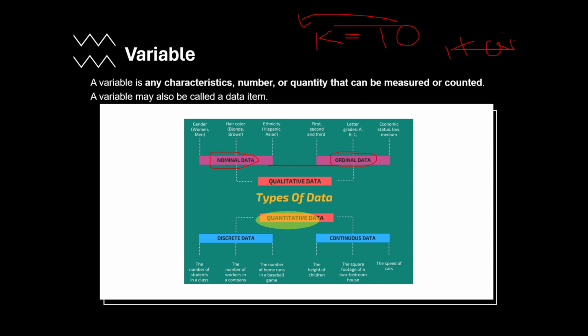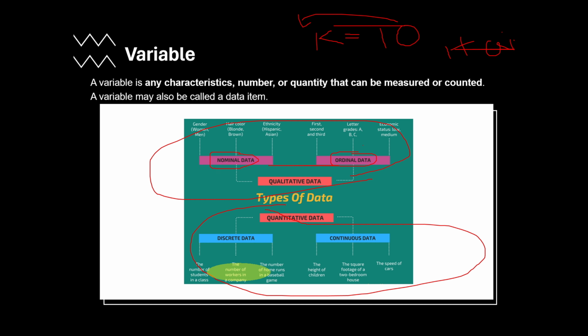And when we talk about quantitative data, we have discrete data and continuous data. So quantitative data is divided into discrete and continuous, whereas qualitative data is nominal data and ordinal data. Quantitative data is about numbers most of the time. Let's discuss this further. When we talk about discrete data, the number of students in a class, 5, 6, 7, 20, 40, that's discrete data.